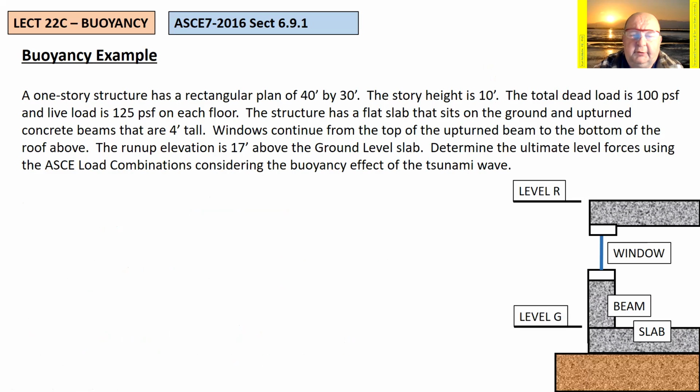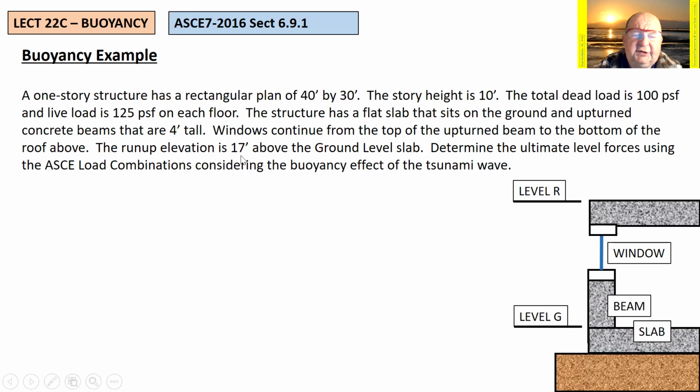So let's work through a real simple little example. I'm going to say that I've got a building that is 40 feet by 30 feet. Its story heights are 10 feet. The dead load is 100 PSF and a live load of 125 PSF on each floor. Structure has a flat slab that sits on the ground and upturned concrete beams that are 4 feet tall. Windows continue from the top of the upturned beam all the way to the bottom of the slab on the roof.